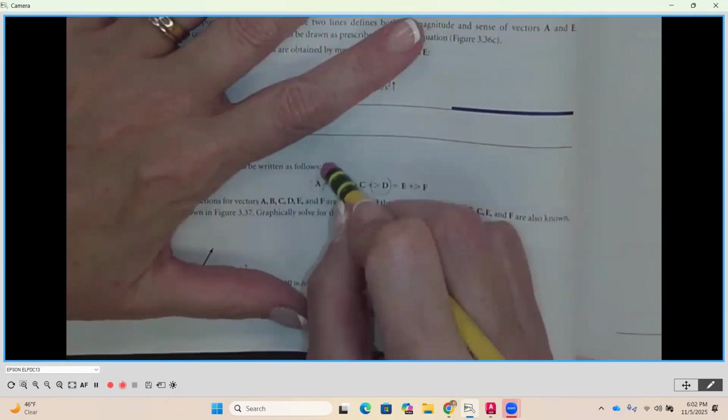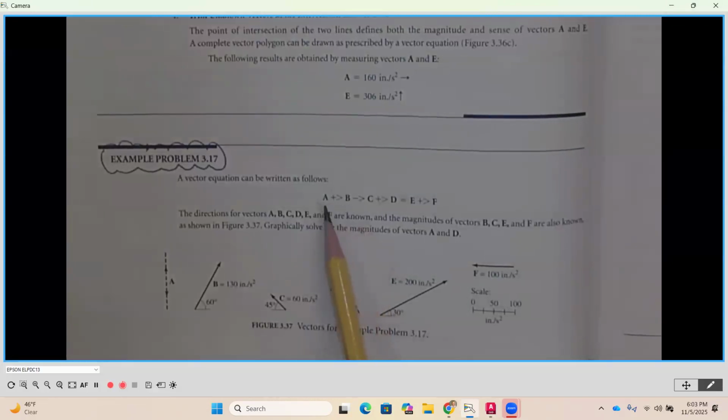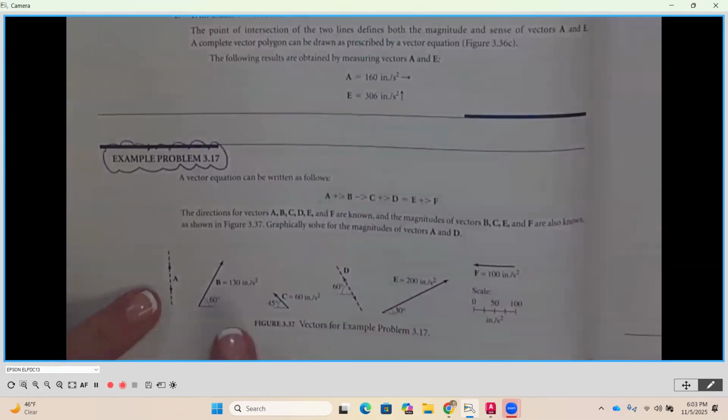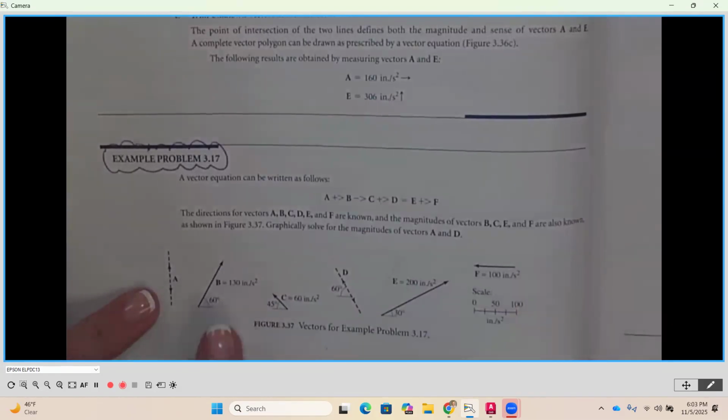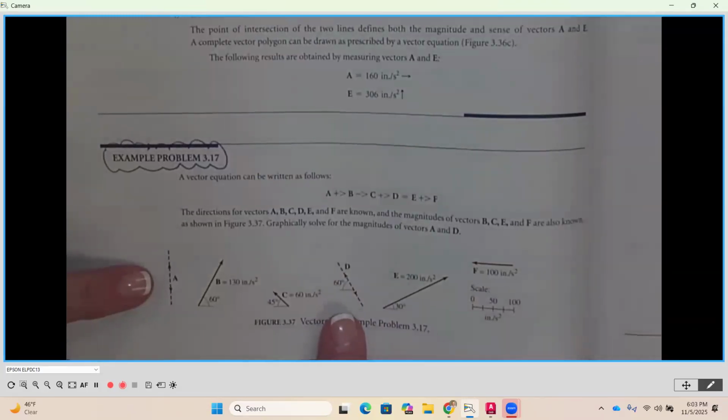Now, what I want to do is look at our equation first. There's quite a few vectors here. You'll notice that the equation they have identified is A plus B minus C plus D is equal to E plus F. All the vectors are down here. Now, as we look, you're going to notice that there are two vectors that have the dashed lines, and the other three are all solid lines. So B, C, E, and F are all fully defined, meaning they all have both magnitude and direction. But A and D only have direction.